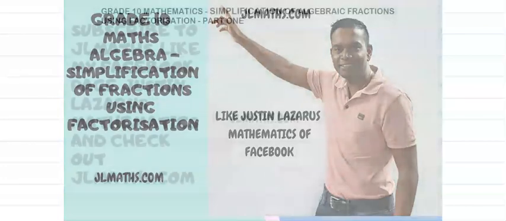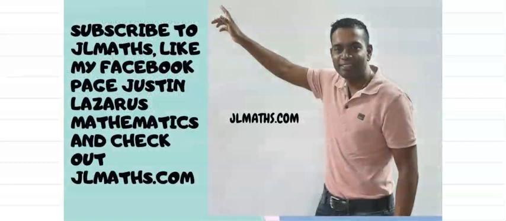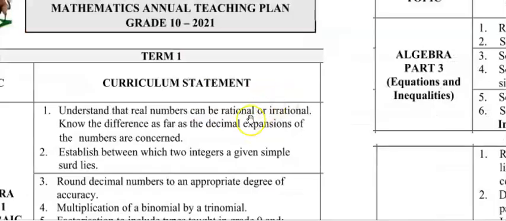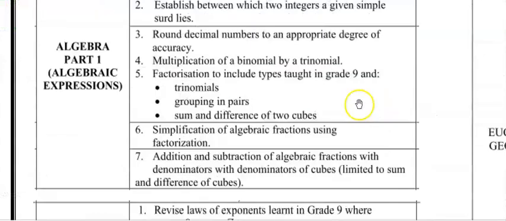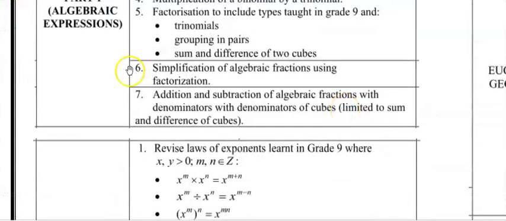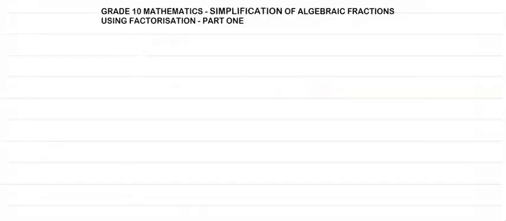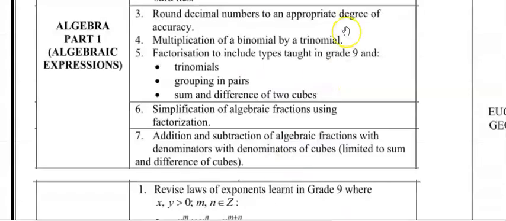Today's video lesson, we're going to be looking at Grade 10 Mathematics, Simplification of Algebraic Fractions using Factorization, Part 1. If we look at the work schedule as per the KZN Department of Education, you will be able to see that we are here now. It says 6: Simplification of Algebraic Fractions using Factorization. And before that, we looked at factorization and all the different types of factorization. And this is very, very important for us going forward. So let's get back to our question that we're going to answer today.